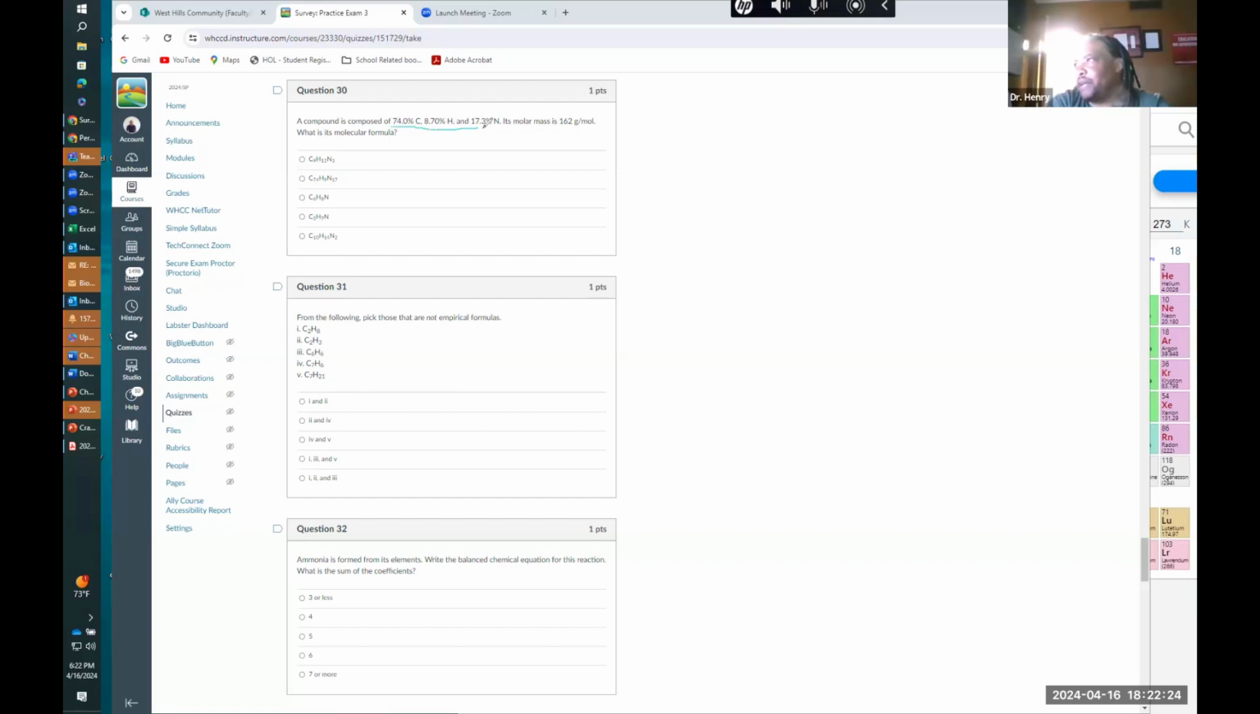Percentages. So the assumption is that we have 100% of our compound. That's right. So how much carbon do we have? It's 74 grams. That's right. So we have 74.0 grams of carbon. How much hydrogen do we have? We have 8.70 grams.